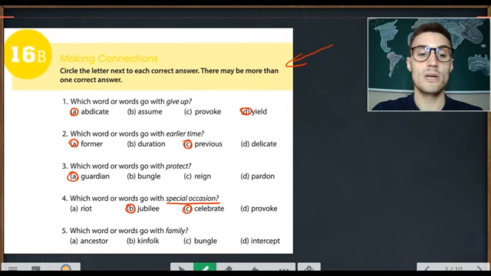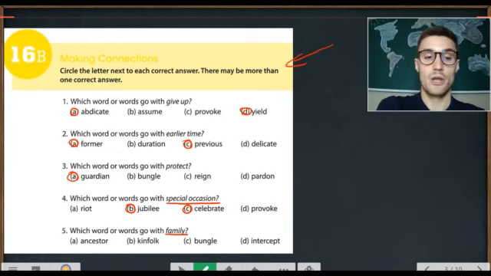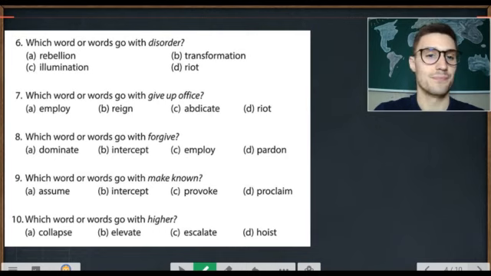Question 5. Which word or words go with family? Is it A, ancestor, B, kinfolk, C, bungle, D, intercept? I can see 2 correct answers. Which word or words go with family? A, ancestor, B, kinfolk, kinfolk. You can say kinfolk.